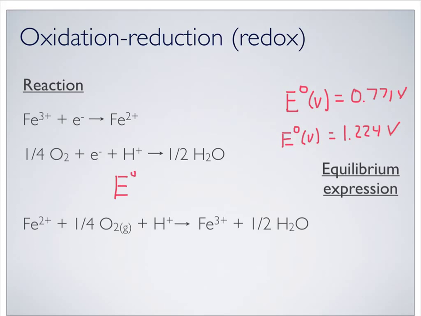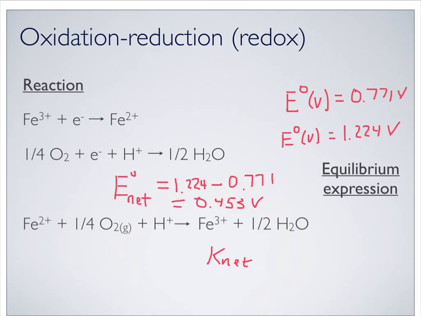So what we can do is we can actually figure out what the net reduction potential is going to be. So that's E0 net. And in this case, it's going to be the reduction potential for our reduction minus the reduction potential for the oxidation reaction. So that's this one, and the overall reduction potential is going to be 0.453 volts.